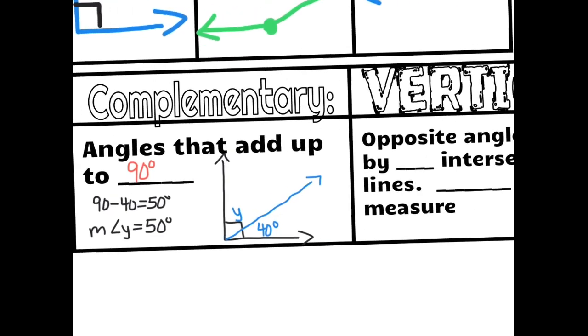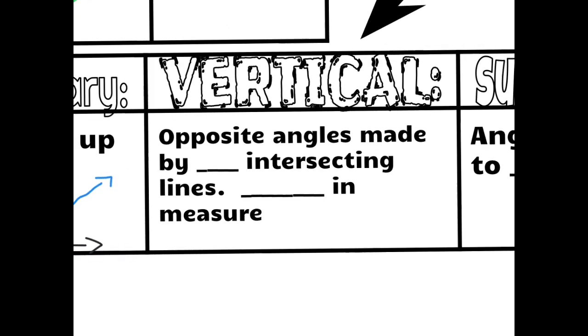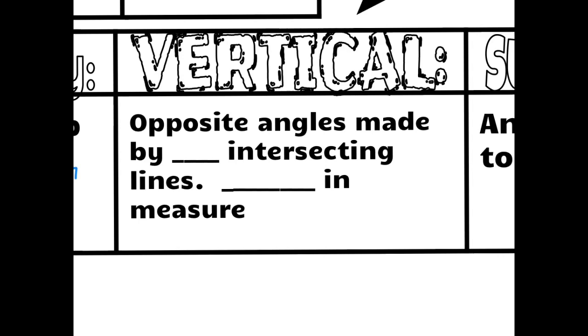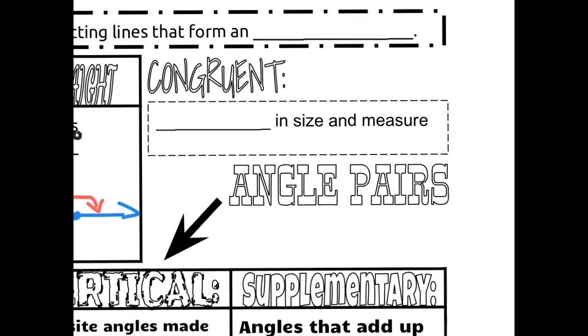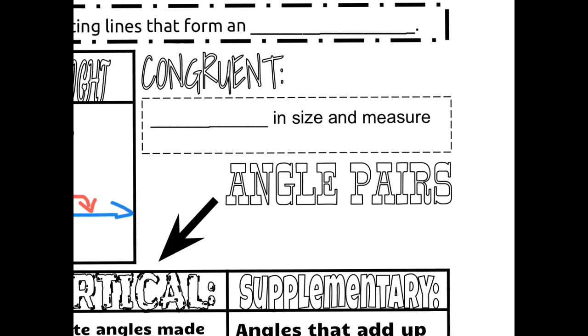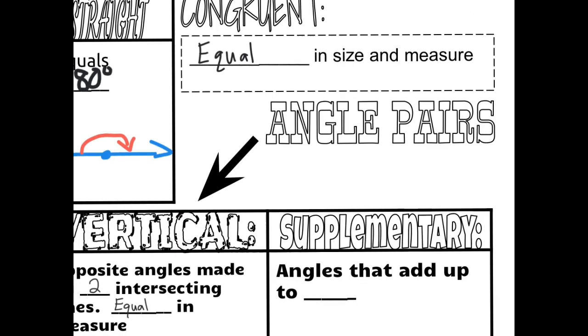All right, vertical angles, I think are some of the ones that people typically struggle with, but once you figure them out, they're actually really useful to know about. They are opposite angles made by two intersecting lines, and they're always going to be equal in measure, which means they are also what we call congruent. If you talk about two things being congruent, it means exactly that they are equal in size and measure.